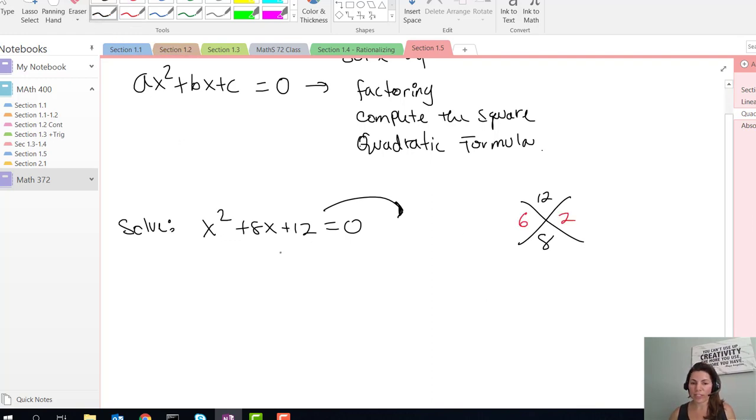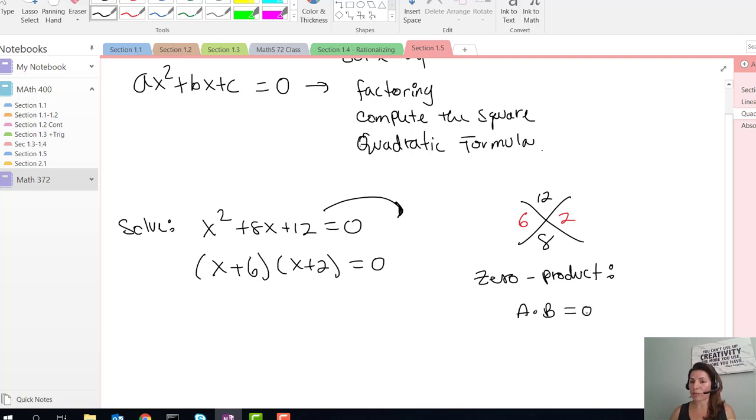Because the leading coefficient is 1, I can say this is x plus 6 and x plus 2 equals 0. Now we can use the zero product property. The zero product property says that if I have two numbers, a times b, and you multiply them together and they equal 0, what do you know about one of those numbers? In order for two numbers to be multiplied and equal 0, one of them has to be 0. So either a is 0 or b is equal to 0.